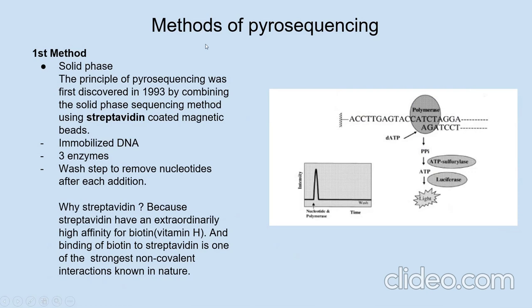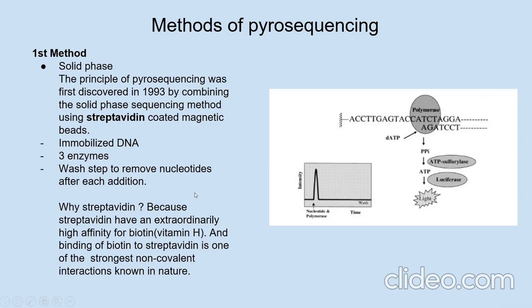Now here we are going through some methods of pyrosequencing. The first method, and the most ancient, is solid phase. This principle of pyrosequencing was first discovered in 1993, combining the solid phase sequencing method with streptavidin-coated magnetic beads. In this phase, the DNA is immobilized, and we are using three enzymes in this process and a wash step to remove nucleotides after each addition. So the washing step is important in this process.